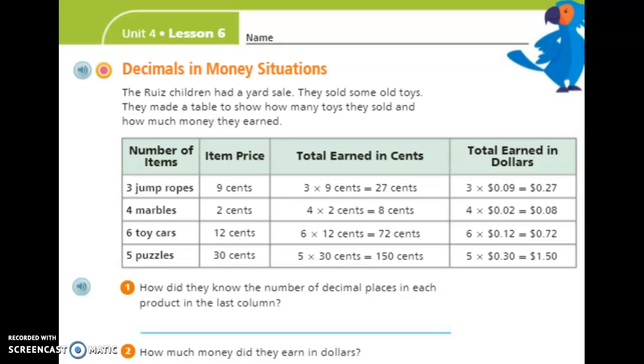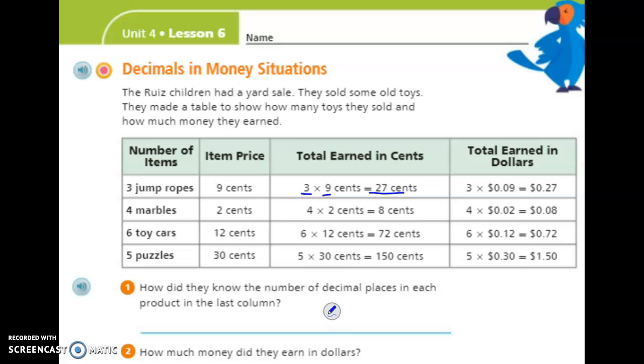Okay, now they sold 3 jump ropes. And this is quite a yard sale because they only charged 9 cents a piece for a jump rope. I think that's probably a pretty good bargain at a garage sale. So 3 jump ropes, 9 cents a piece. 3 times 9 is 27, so they made 27 cents.